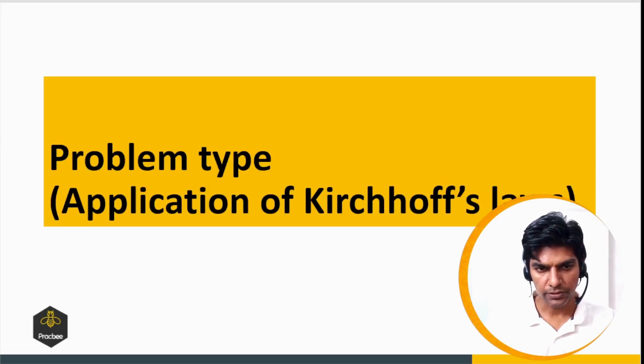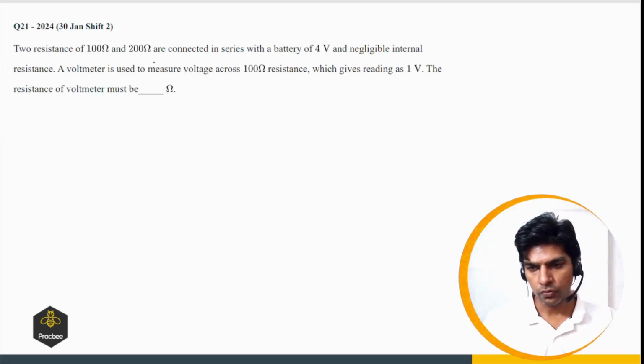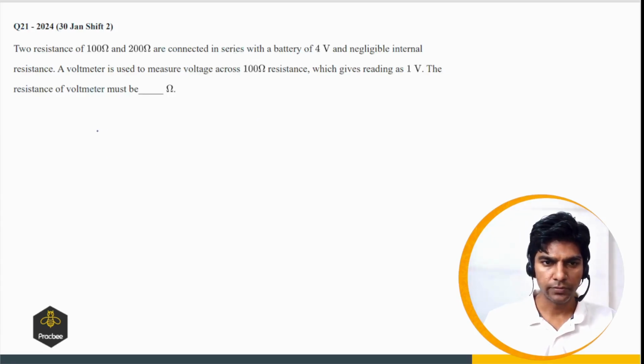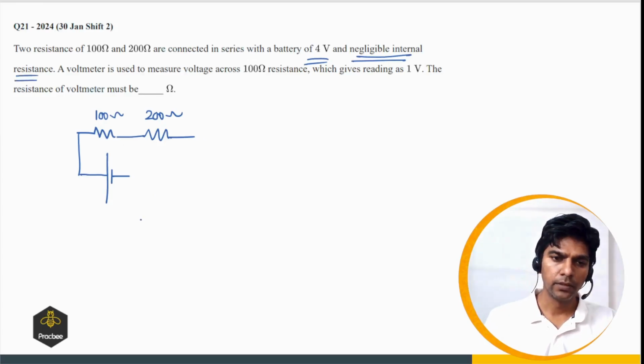Now let us see the next problem type, and it is based on the application of Kirchhoff's law. So there are two laws, Kirchhoff's junction law and Kirchhoff's voltage law. Let us see the application. Two resistances of 100 ohms and 200 ohms are connected in series with a battery of 4 volts. So there are two resistors, 100 ohms and 200 ohms, and they are connected with an ideal battery, because it has zero internal resistance. So this is 4 volts.